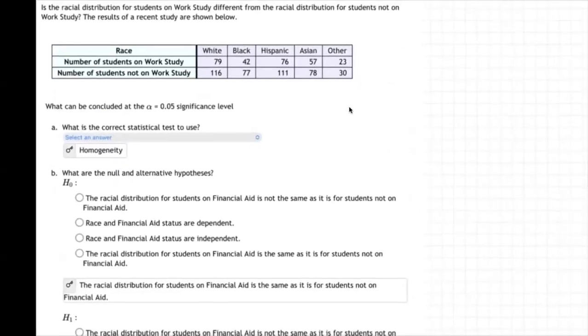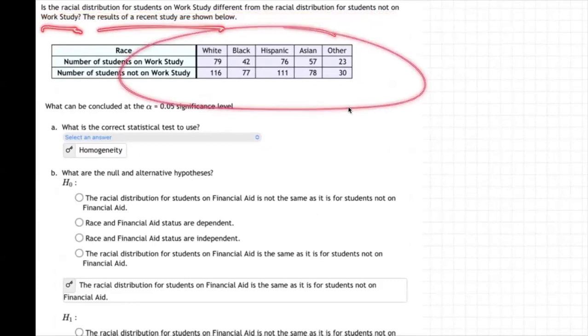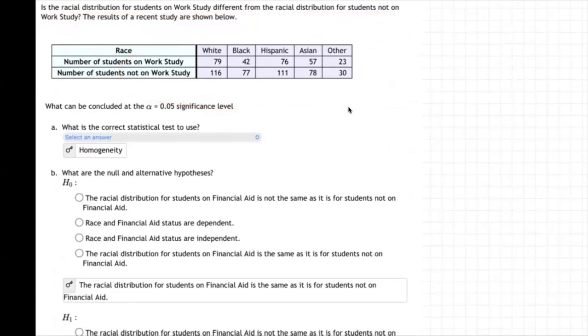Okay, so on this question, it says, is the racial distribution for students on work study different from the racial distribution for students not on work study? The results of a recent study are shown below. So here's some results. So what's going on here?